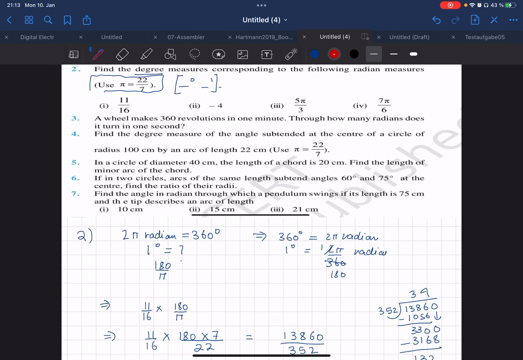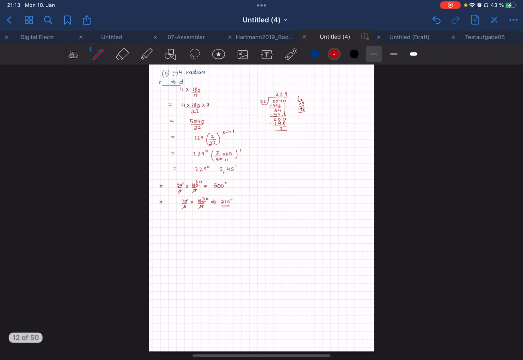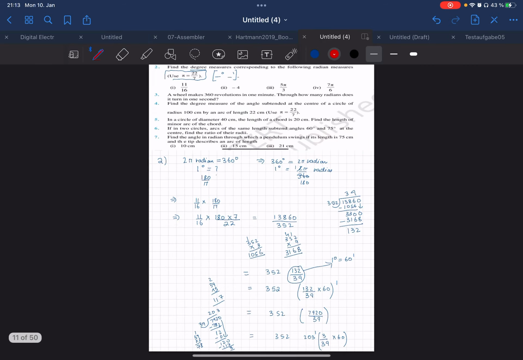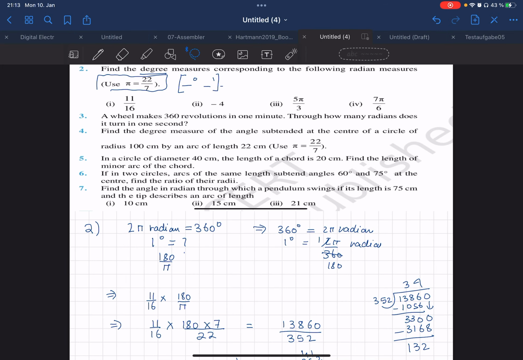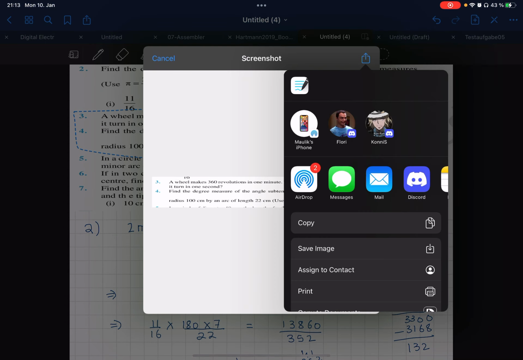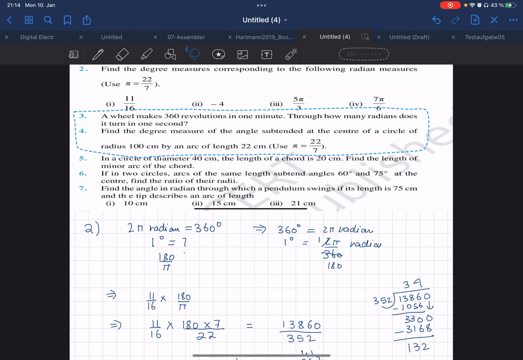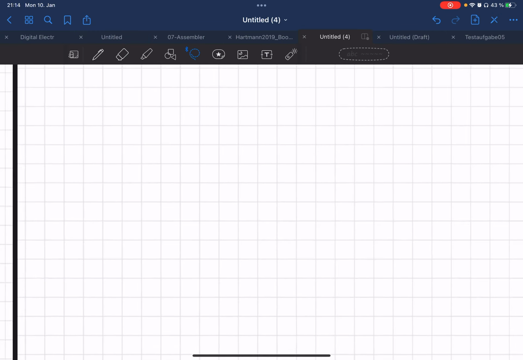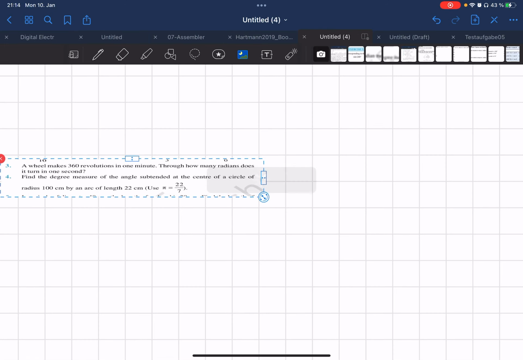Now we come to the third question. A wheel makes 360 revolutions in 1 minute. Through how many radians does it turn in 1 second? Okay, wait guys, I will do one thing. I will copy these two questions, take a screenshot, and come here. Alright, so I'll paste these screenshots.